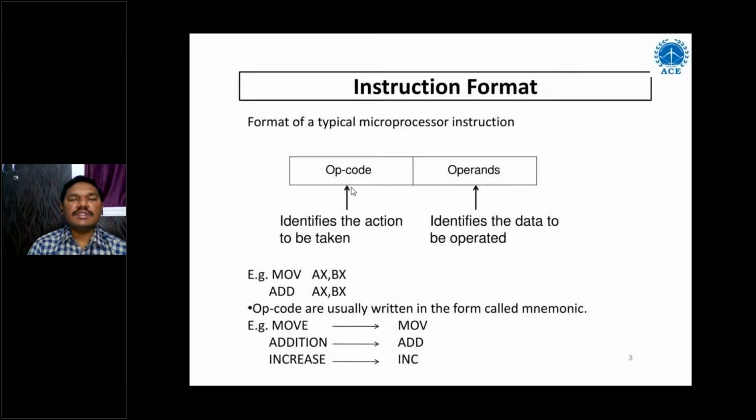Here you can see the opcode and operands. The opcode identifies the action to be taken. The operands identify the data to be operated on. Suppose you see MOV AX, BX and ADD AX, BX. Here ADD is addition between AX and BX, whereas MOV is moving data from BX to AX. So it is called a movement, transferring, or copying of data from BX to AX, whereas ADD stands for addition of data between the AX and BX registers.